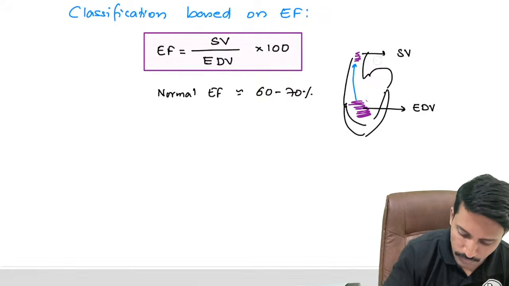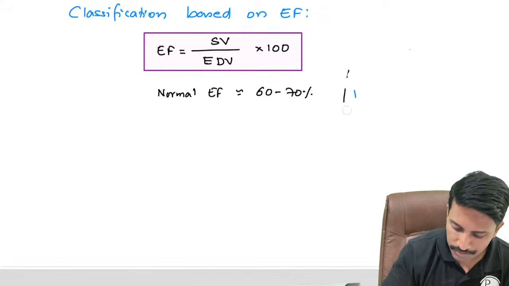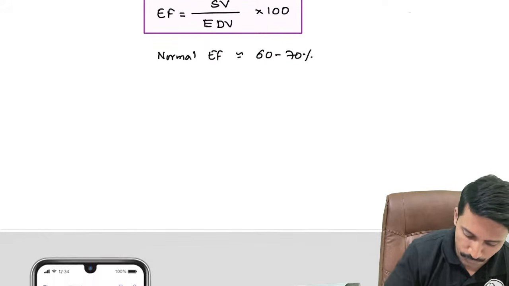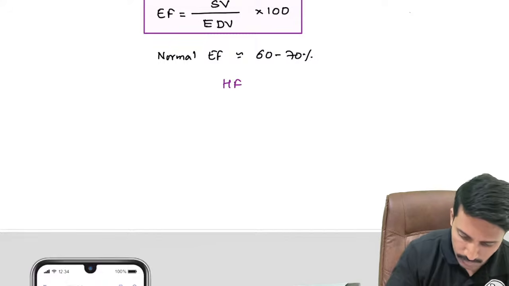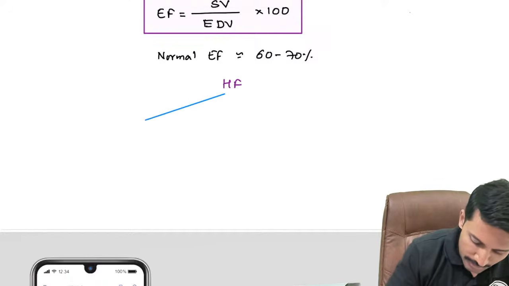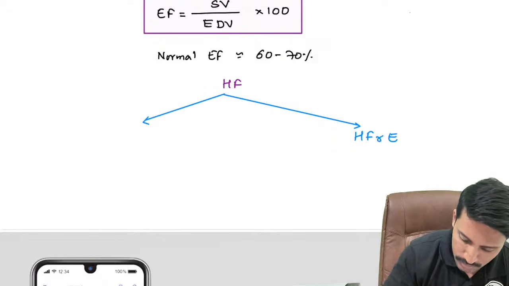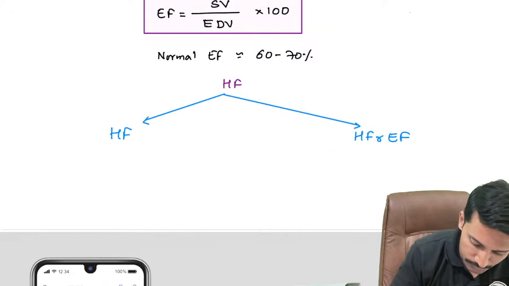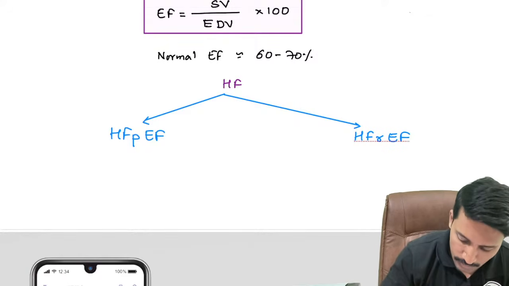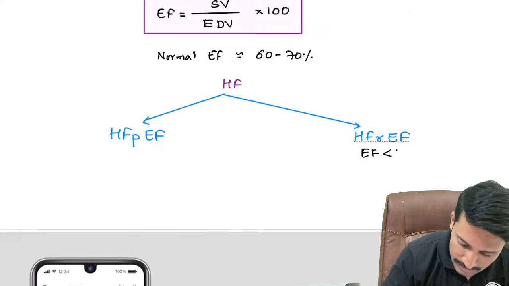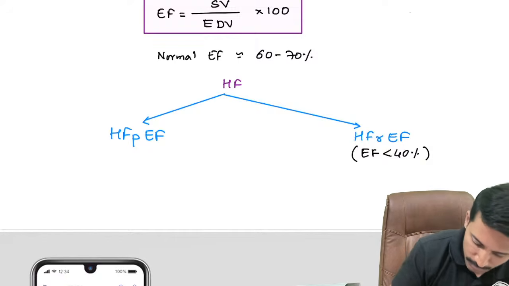Okay. So based on the ejection fraction, we classify the heart failure into two major categories: heart failure with reduced EF and heart failure with preserved EF. Ejection fraction is not lost much. So when EF is less than 40%, we call it heart failure with reduced EF.